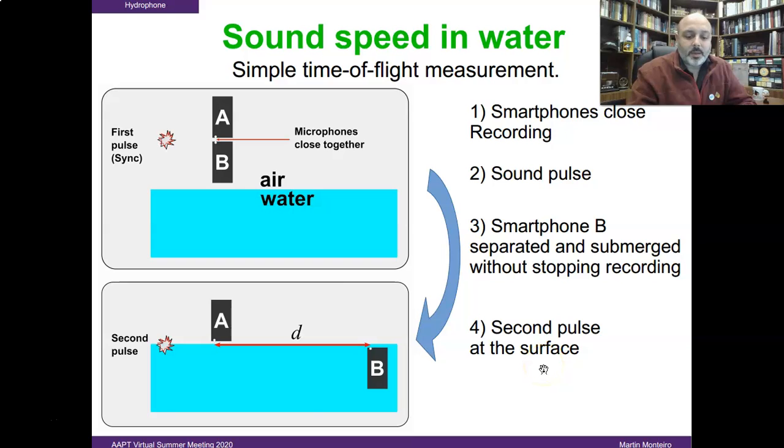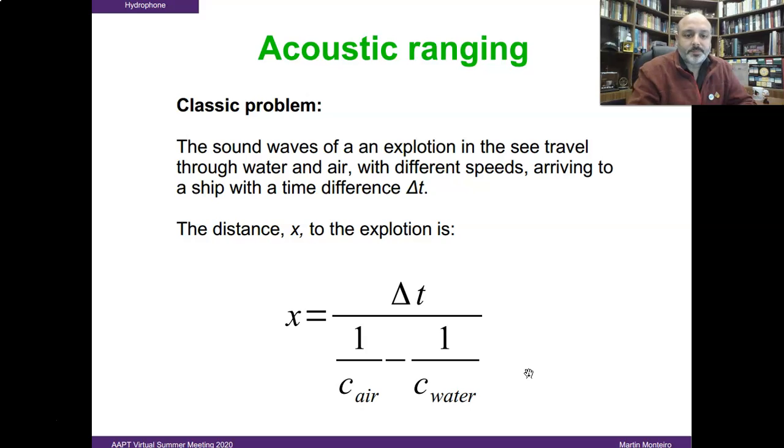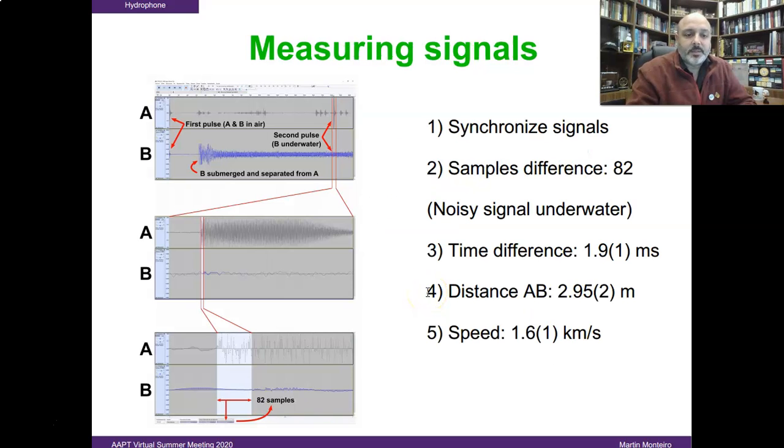Then we have to analyze the signals. We could analyze with a sound editor in the smartphone or in a computer, for example, using the Audacity software that is free and very easy to use. So the first step is to synchronize the signals. For example, moving signal B until the first pulse in both smartphones are at the same time.